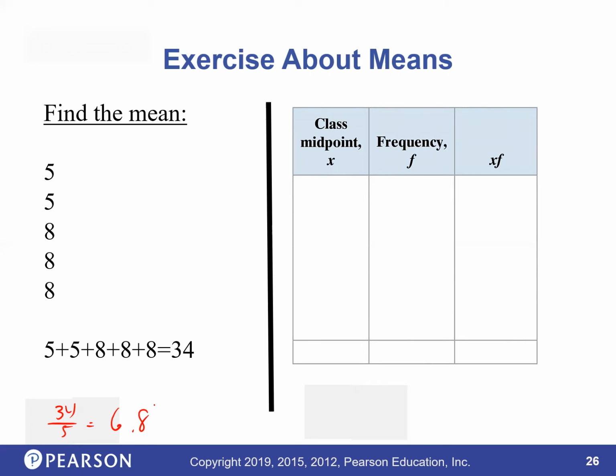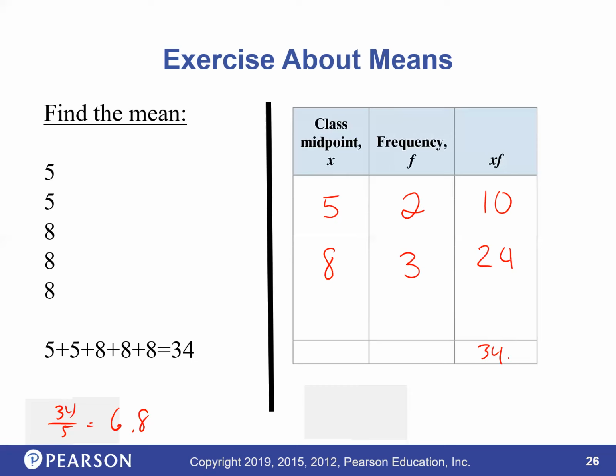Let's jump to the other side here. Instead of counting the 5 and 5 all over again, let's say this was a midpoint of a class. So 5 is a midpoint, 8 is a midpoint. All we have to do is take the frequencies of them. I have two 5s. I have three 8s. So instead of adding and adding and adding, I'm going to multiply first. Multiply it over here, and I add the x times f column, which gets me 34.